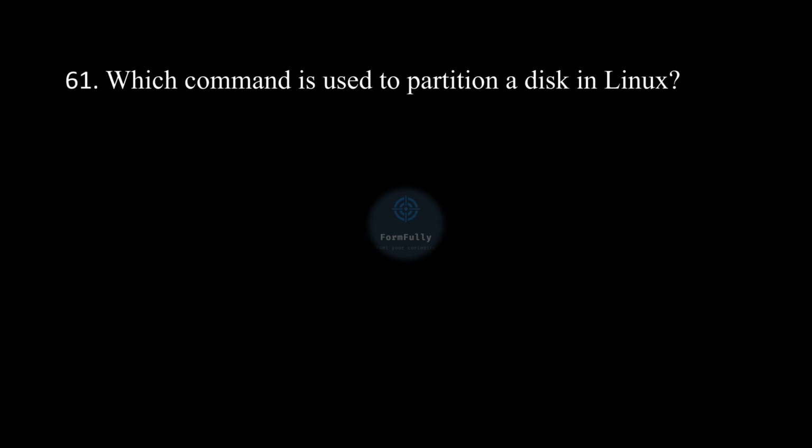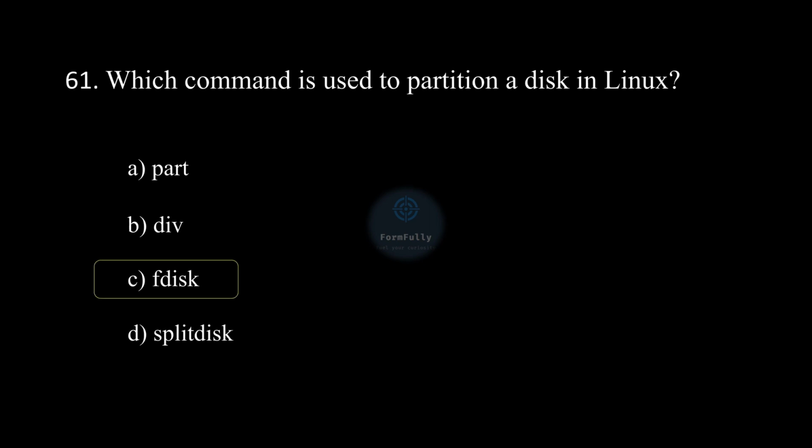Next question. Which command is used to partition a disk in Linux? Options are part, div, fdisk, split disk. Correct option is fdisk. This command is used to partition a disk in Linux. It allows users to create, delete and manage disk partitions on block devices. Other options are not standard utilities for disk partitioning in Linux. So correct option is C.